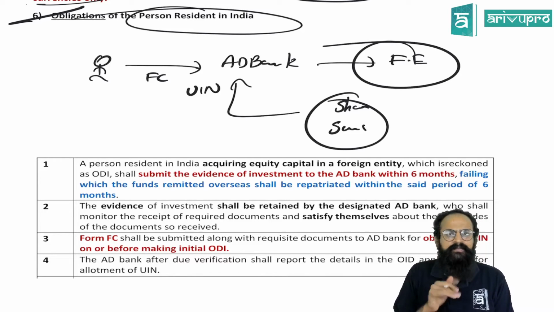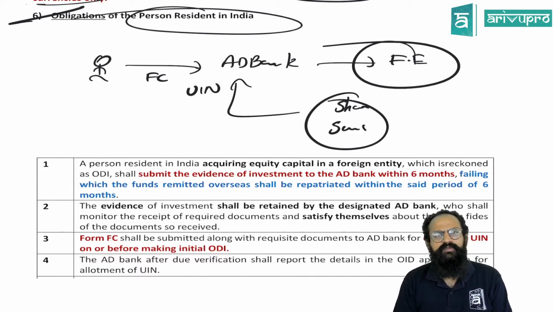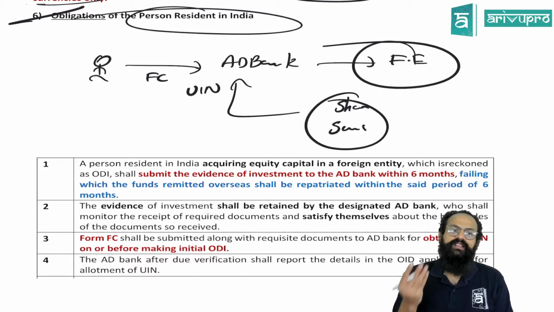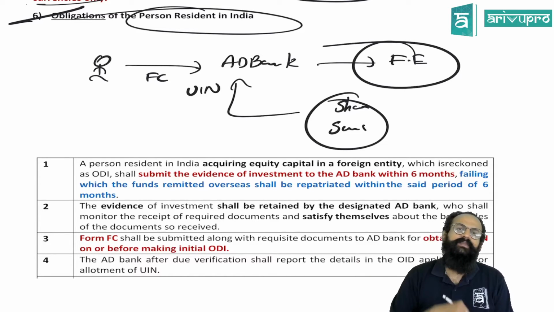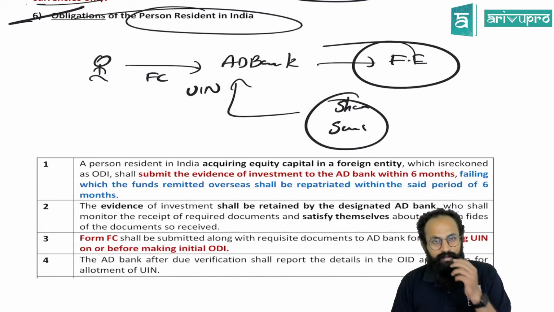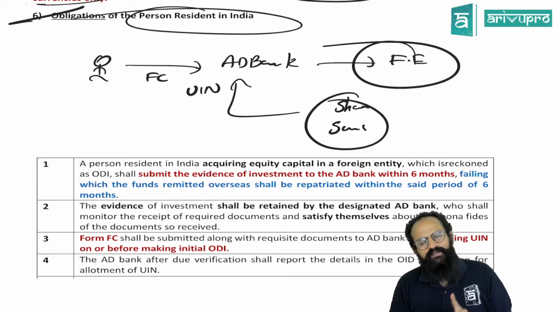Is that clear? Sir, what if I do not give this evidence within 6 months? If you do not give that evidence within 6 months, then the law says you have to bring the money, whatever we had given you, back to India. Why? Always remember, when money is going from India to outside India, our foreign reserves in dollars will reduce.